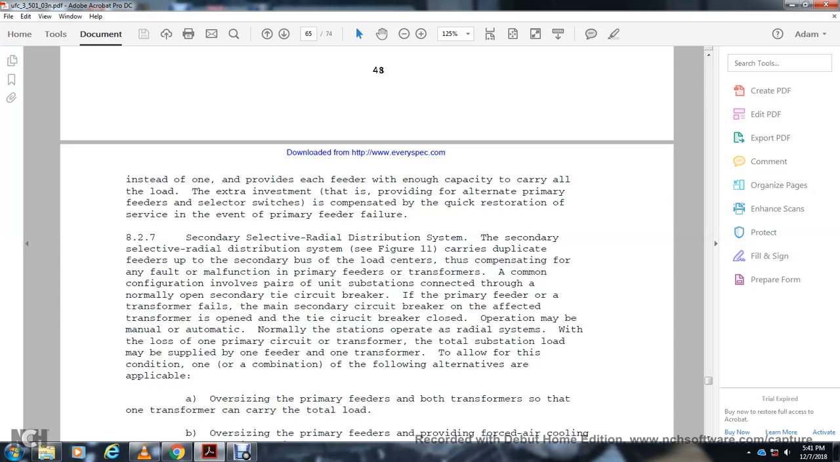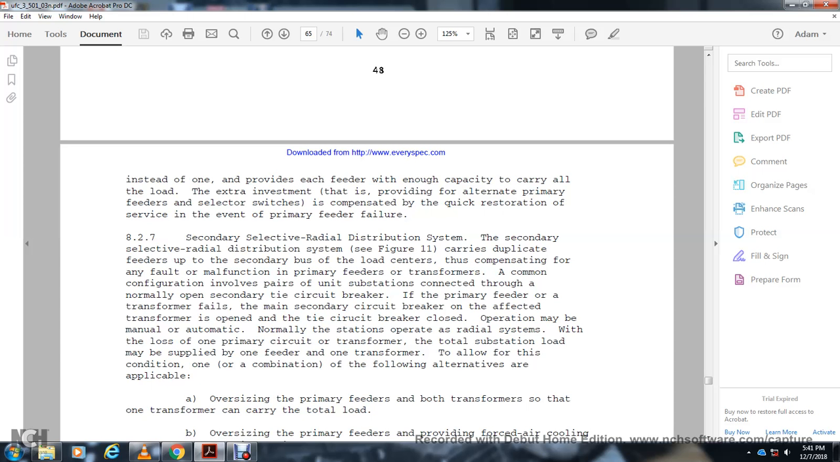On primary feeder or transformer failure, the main secondary circuit breaker of the failed transformer is opened and the tie circuit breaker is closed. The operation may be manual or automatic, with the radial system normalized on loss of one primary circuit or transformer. The total substation load may be supplied with one feeder and one transformer. To allow for this, one or a combination of the following alternatives are applicable.